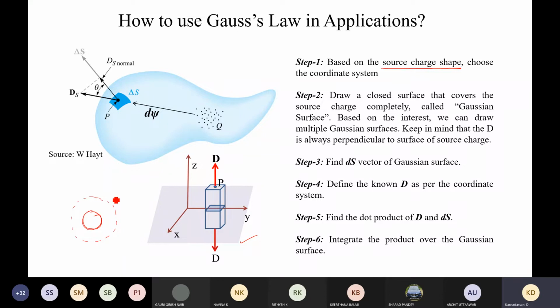Therefore, the spherical coordinate system is much more preferred. And if you take a line and we have to calculate the electric flux which is going out of that, then we can choose the Gaussian surface as a cylindrical one. Therefore, the cylindrical coordinate system is suitable. So it is up to one's smartness how to choose this coordinate system, and therefore the Gaussian surface.